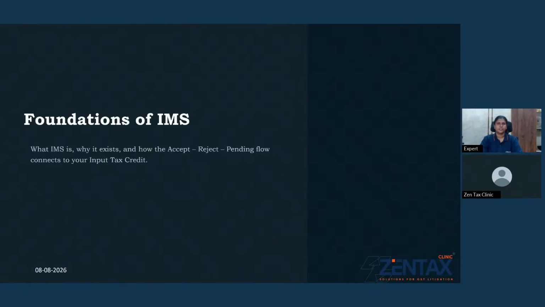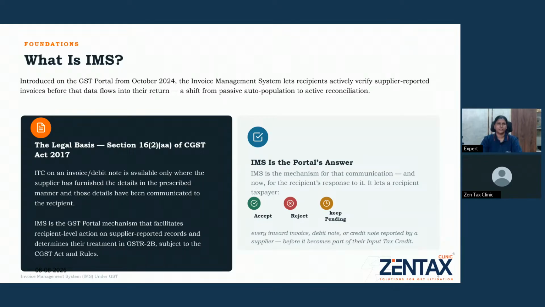First, we will see the foundations of IMS. So, what is this invoice management system? This invoice management system was introduced on the GST portal from October 2024. This system lets recipients of goods or services actively verify supplier-reported invoices before the data flows into their return. That is, before such inputs go into their GSTR 3B, they can verify using this portal.